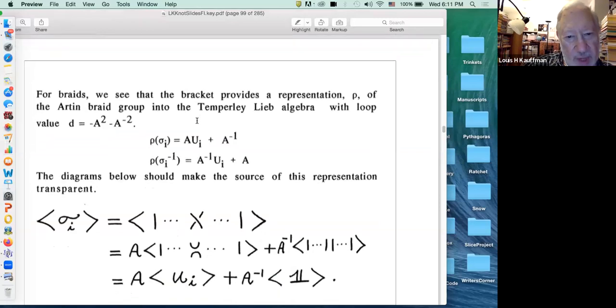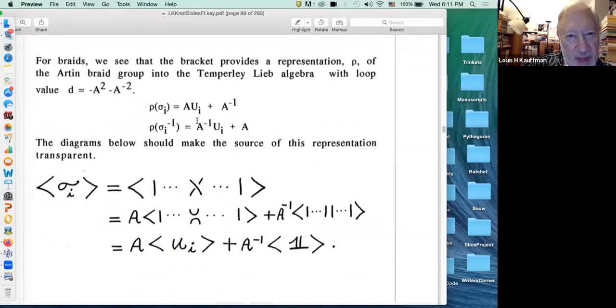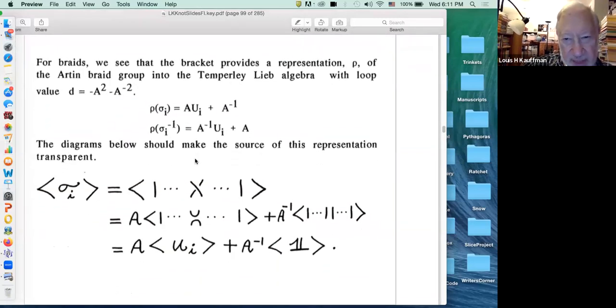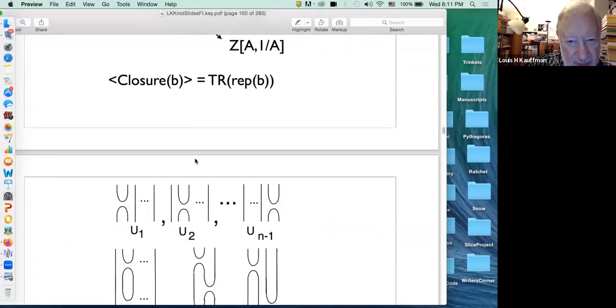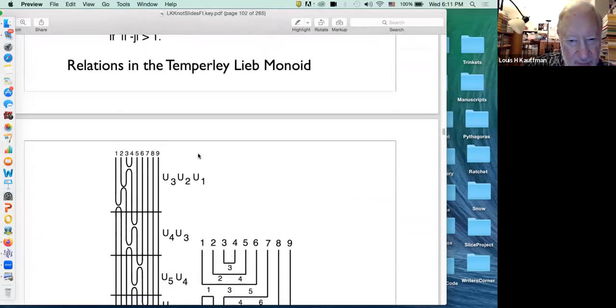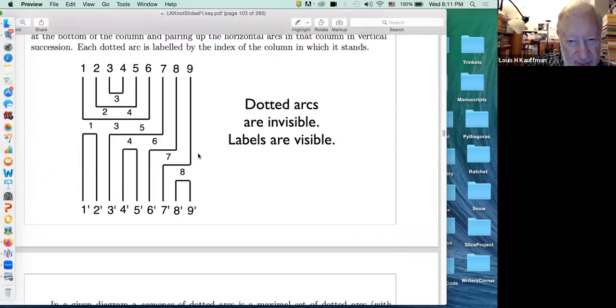So what we can do is the following. We can think about braids, and did I draw a braid for you? I should have a nice braid drawn for you before we go into all of this.